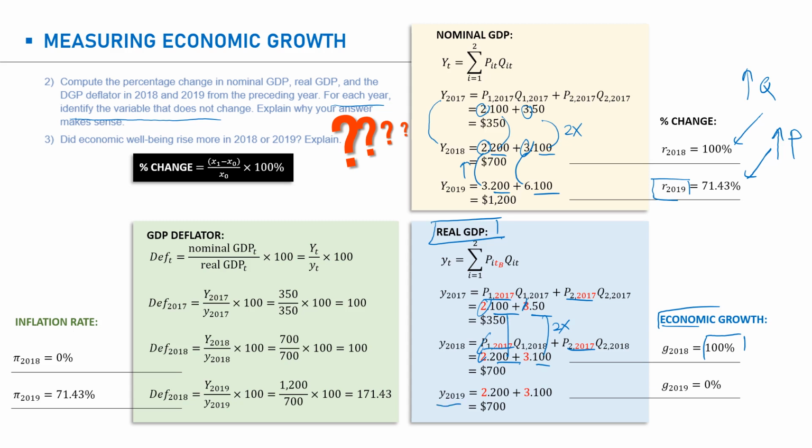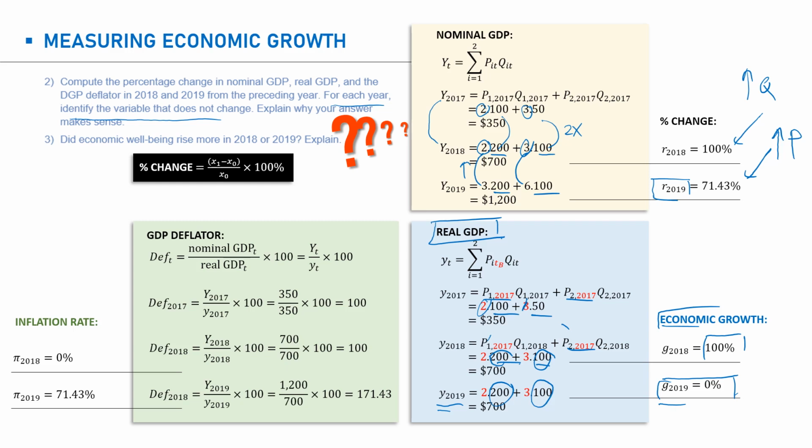As for 2019, as we can observe, the price is also still the same. But look, the output level is also the same. That is why there is no growth rate. There's no growth. The growth rate is 0%, because there's no change in quantity.